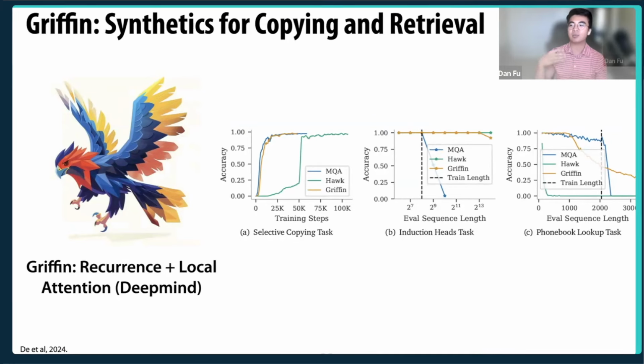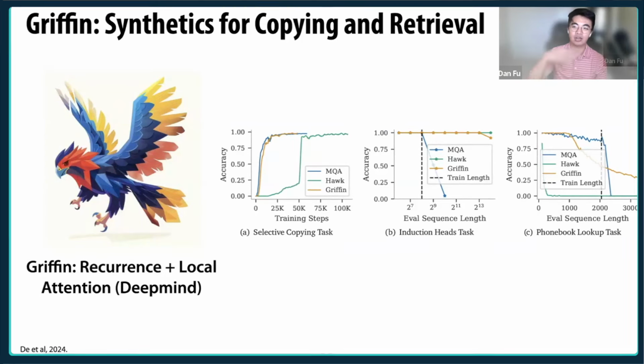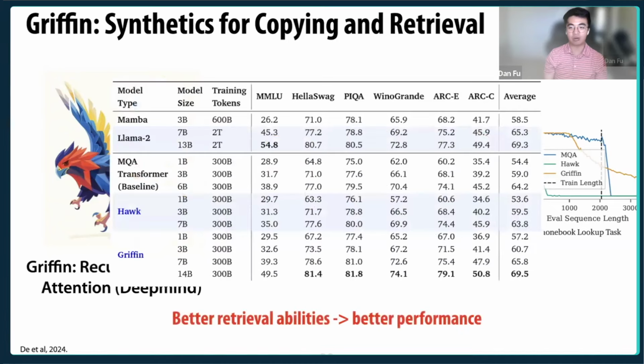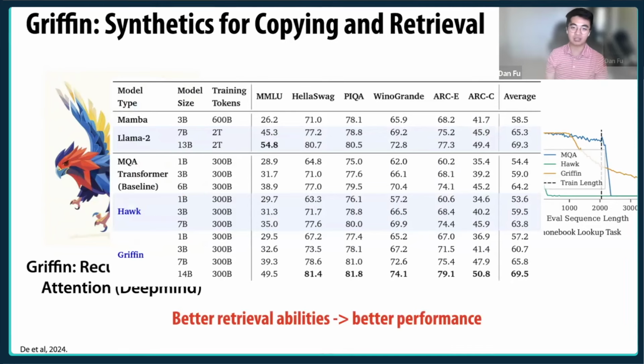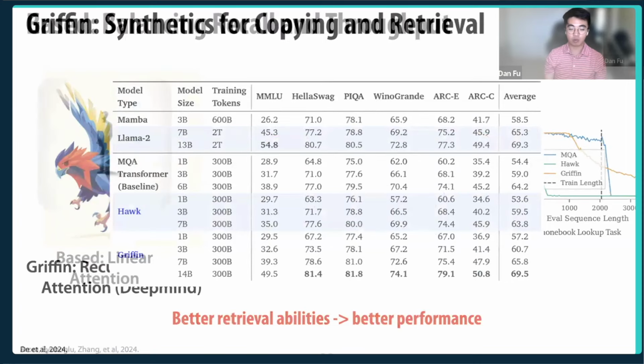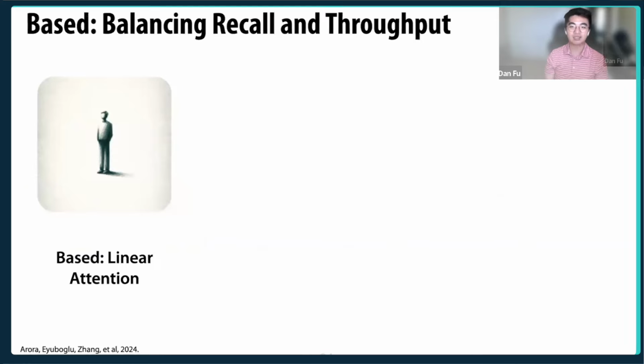And again, they basically go through the same process of, we're going to use the synthetics to try to make the actual architectures better. And the general observation is, if you can improve the copying and retrieval abilities on the synthetics, you can do even better and get even better performance. This work out of Stanford recently is called Based.